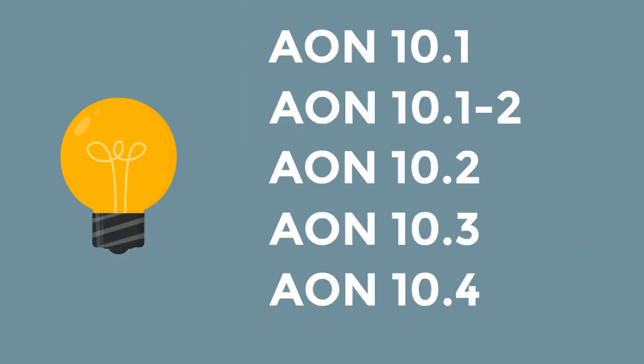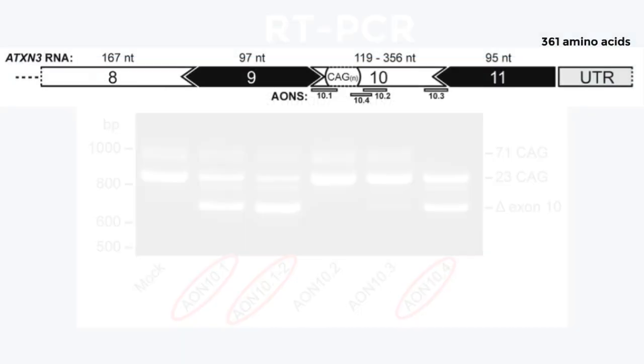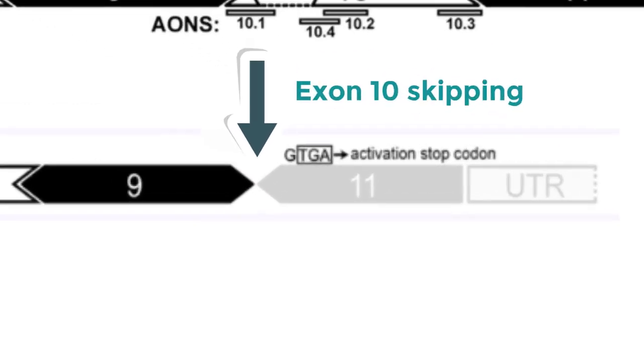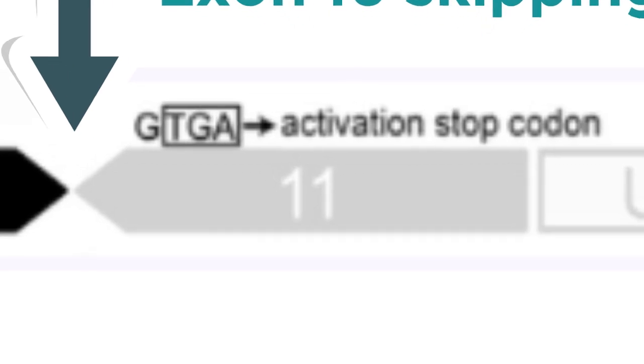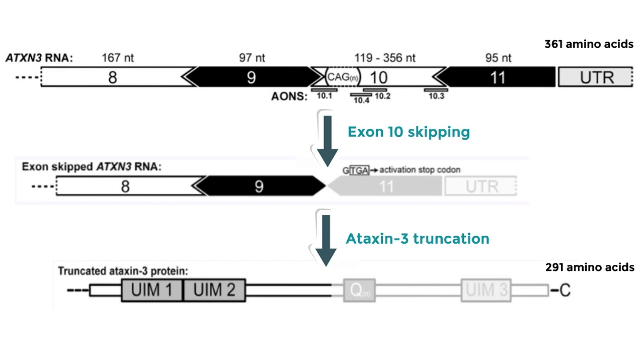To test this novel approach, 5 splice-modulating AONs were designed. As shown by RT-PCR, 3 truncated Ataxin-3 proteins, that skipped exon 10, were produced by AON 10.1, AON 10.1-2 and AON 10.4. The wild-type Ataxin-3 pre-mRNA contains 361 amino acids. The antisense oligonucleotides allow skipping of exon 10 by binding to it. However, due to the presence of a stop codon at the start of exon 11, the Ataxin-3 pre-mRNA is truncated and lacks the polyglutamine repeat in UIM3.